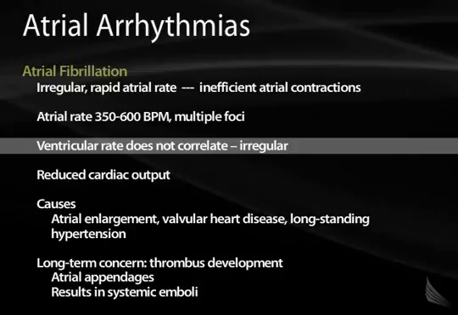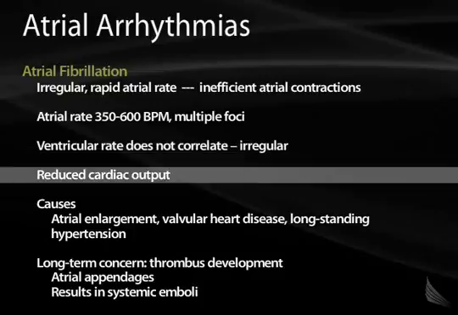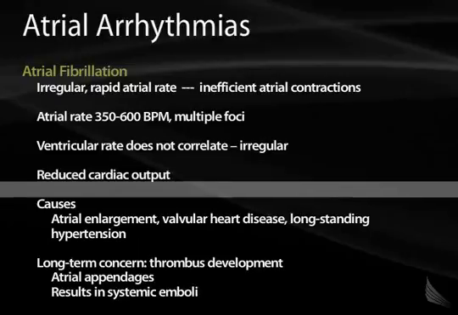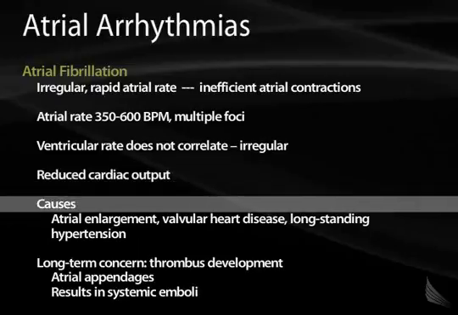People with atrial fibrillation generally have a reduced cardiac output because they're not receiving the atrial kick at the end of diastole to fill the left ventricle. The most common causes of atrial fibrillation include simply aging. The elderly are very likely to have atrial fibrillation. This is one of the most common arrhythmias.